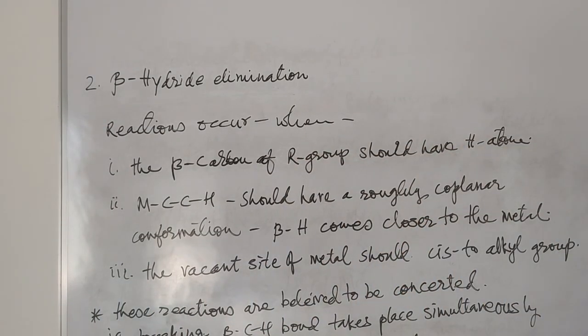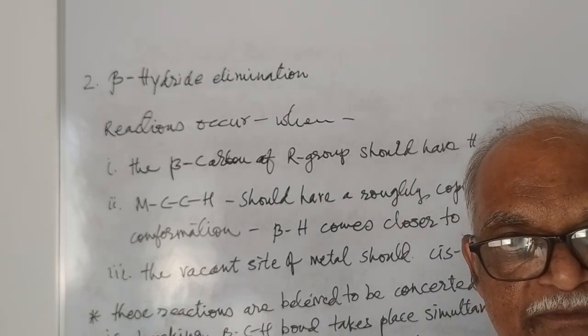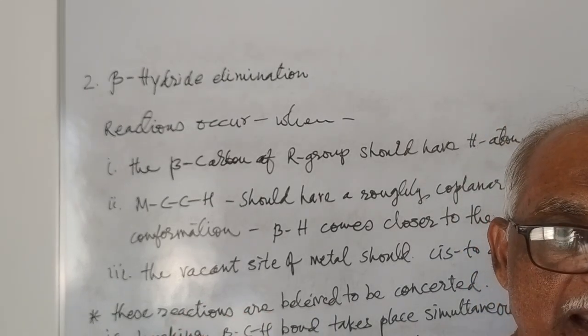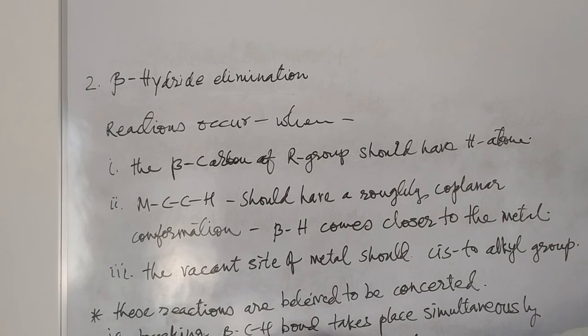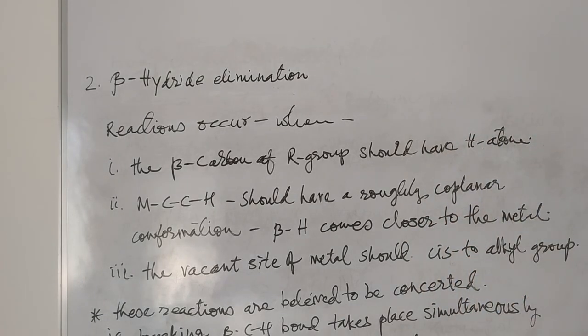Means when the beta hydrogen, the carbon atom attached to this beta is called beta carbon. So that beta carbon hydrogen bond breaking takes place simultaneously with the bond formation of metal carbon and metal hydrogen. So that is why this is called a concerted reaction. Now we will see the example.